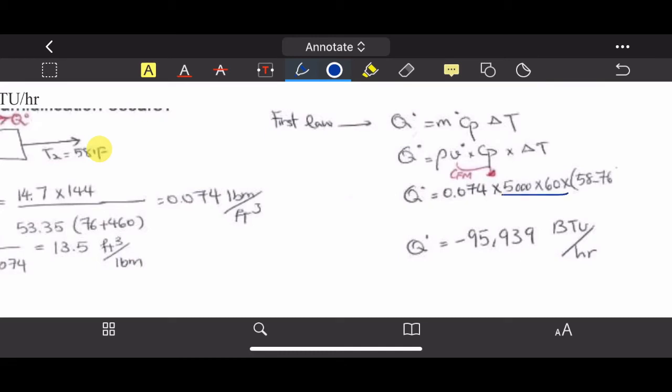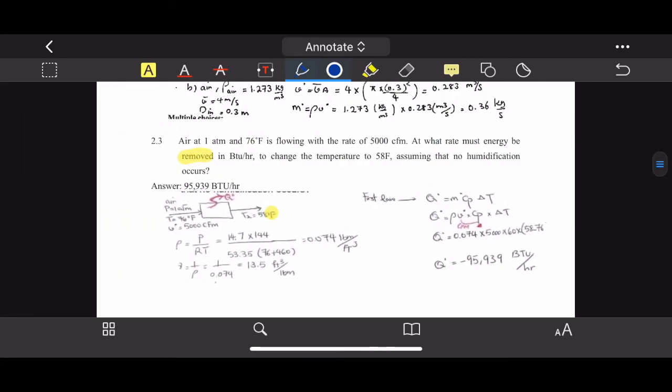And this is our CFM, 5,000 cubic feet per minute. Since we need to change it to hour, we need to times by 60 minutes, and then you get hour. And here is our difference in temperature in Fahrenheit, 58 minus 76. You will get a negative value, like you can see there, negative 95,939 BTU per hour, since Q or heat is removed from the system. That is why it is negative, as heat is removed from the system.